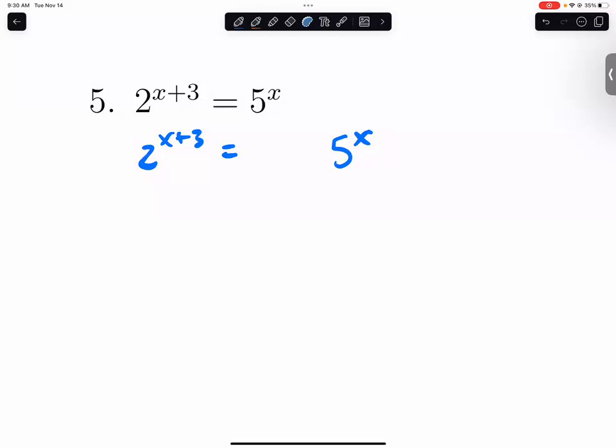But if I'm looking at this, I'm going to say, okay, I've got a base 2 on one side, I've got a base 5 on the other. I'm going to use one of those. I can't use them both because I have to do the same thing on both sides, but I'm going to use one.